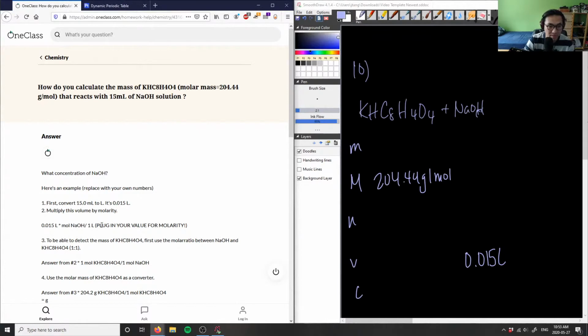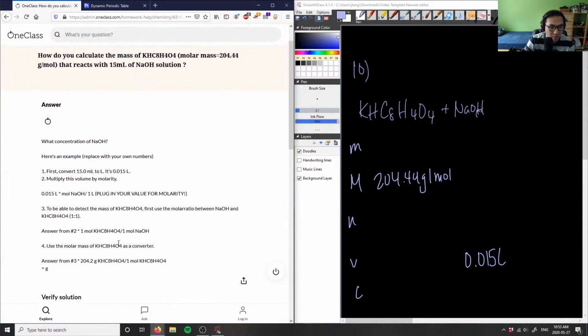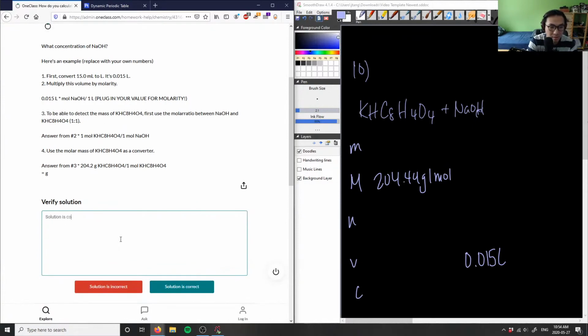In this case, it says here 0.15 moles per 1 liter. So they assumed that this was the concentration, which I don't think is the case, because it's 15 milliliters of NaOH solution. So let me just scroll down here and figure out what they're doing. And yeah, because they assumed this was the concentration, they will obviously get this as the molar mass. So this solution is actually incorrect, because I don't know the molarity, and I actually can't solve for this problem because I'm not given the concentration of the NaOH. So the solution is incorrect.